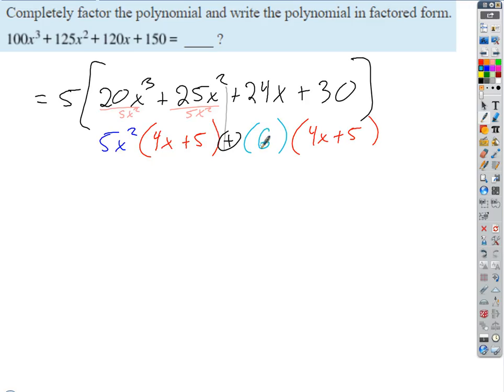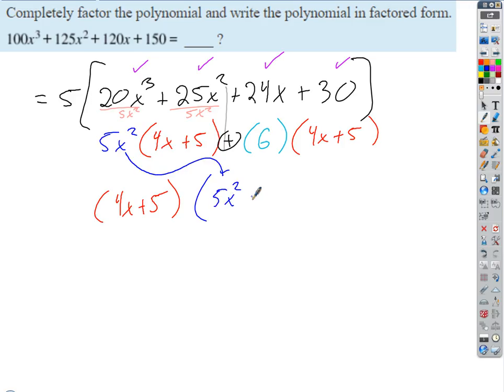6. Okay, let's check all this stuff. 5x squared times 4x, 20x cubed. Yeah, check. 5x squared times 5, 25x squared, right? 6 times 4x, 24x. 6 times 5, 30, right? So now what? Casey, what's my next step going to be here then? What am I going to factor out of both terms? You can tell me. 4x plus 5. 4x plus 5, right? That's my greatest common factor, so I'll factor out 4x plus 5, and what's going to be left behind?